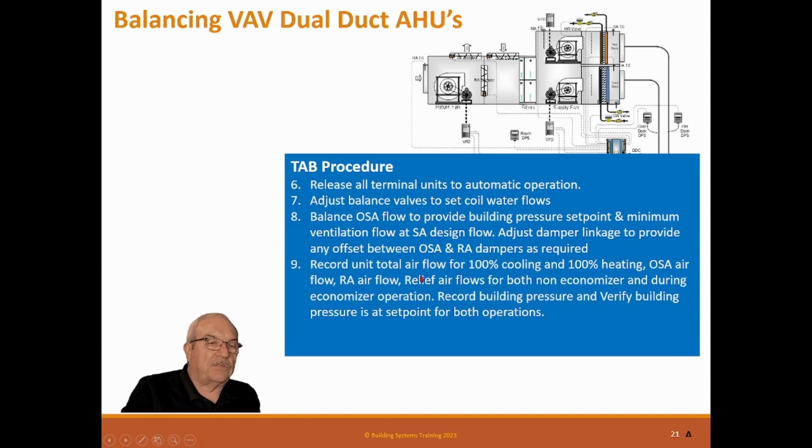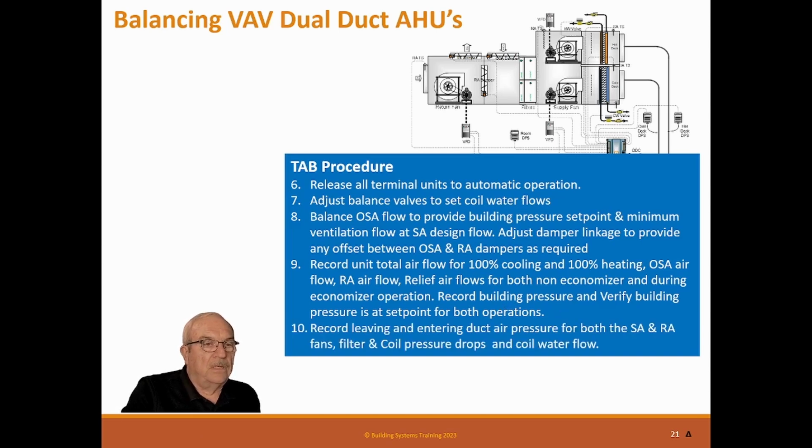That'll need to be done in software, but record unit total airflow at 100% cooling and 100% heating. Outside airflow, return airflow, and relief airflow are for both non-economizer and economizer operation. Record building pressure and verify building pressure at set point for both operations, both normal mode and economizer mode. Record leaving and entering duct air pressure for both the supply and return air fans, filter and coil pressure drops, and the coil water flow.